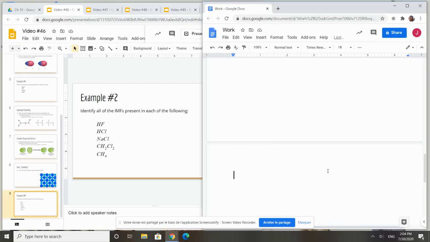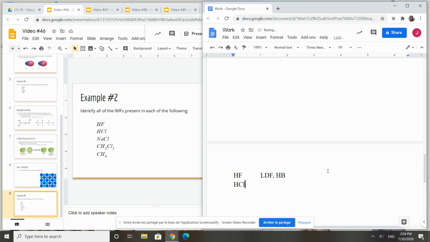So let's work through this. I'm going to use abbreviations here because I'm lazy. So it has electrons, therefore it is London dispersion forces, and then I have hydrogen directly bonded to fluorine, so this is going to be hydrogen bonding. I could also put dipole-dipole if I want to, but it's kind of redundant to put it if I've already put hydrogen bonding.